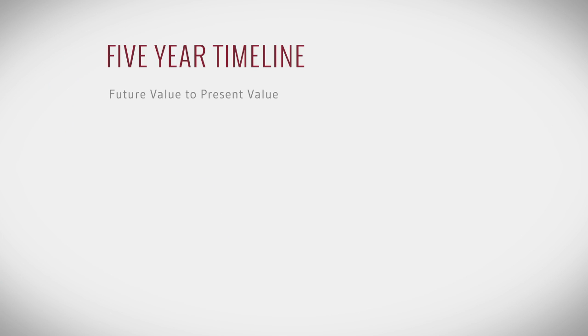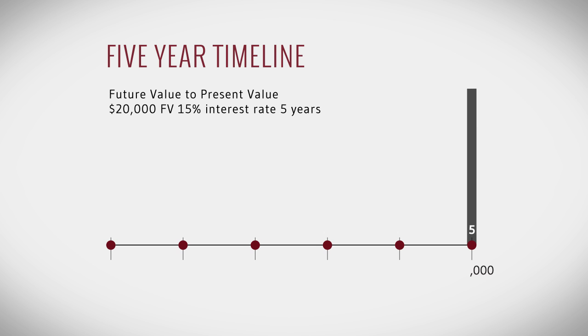If we were to look at that on a timeline, we could put $20,000 on year 5, and we want to come back to today, or time 0. In either case, we're going to end up with an answer of $9,944. So let's walk through the timeline process. If we take $20,000 and divide by 1.15 to get from year 5 to year 4, we end up with a year 4 value of $17,389.